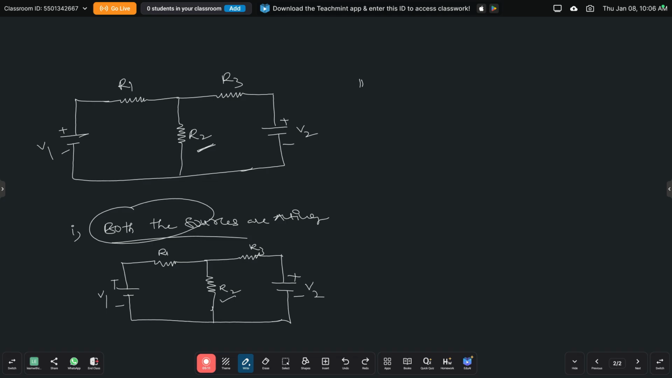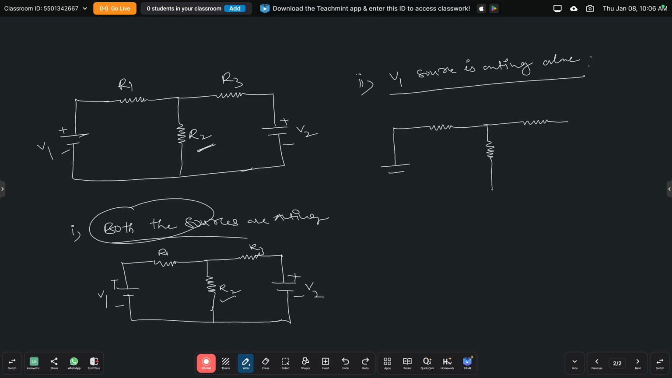And next, the second case, where any one of the sources acts alone. Suppose the V1 source is acting alone. So here only one source will be acting. That will be taken as R1, R2, and R3. Only V1 is acting alone, meaning only V1 is present. So this is source 1, V1, R1, R2, and R3. So what about this?